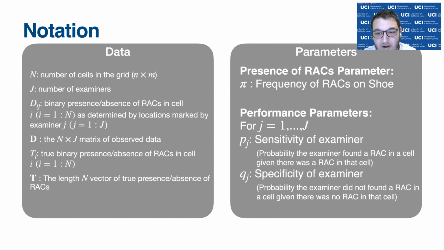And then we define our performance parameters as the specificity and sensitivity of an examiner, with the sensitivity being the probability that an examiner found a RAC in a cell, given that cell has a RAC. And again, we don't know this for certain, so that is also estimated. And then the specificity is the probability that an examiner did not find a RAC given there was no RAC. So these are pretty general, pretty traditional definitions of sensitivity and specificity.